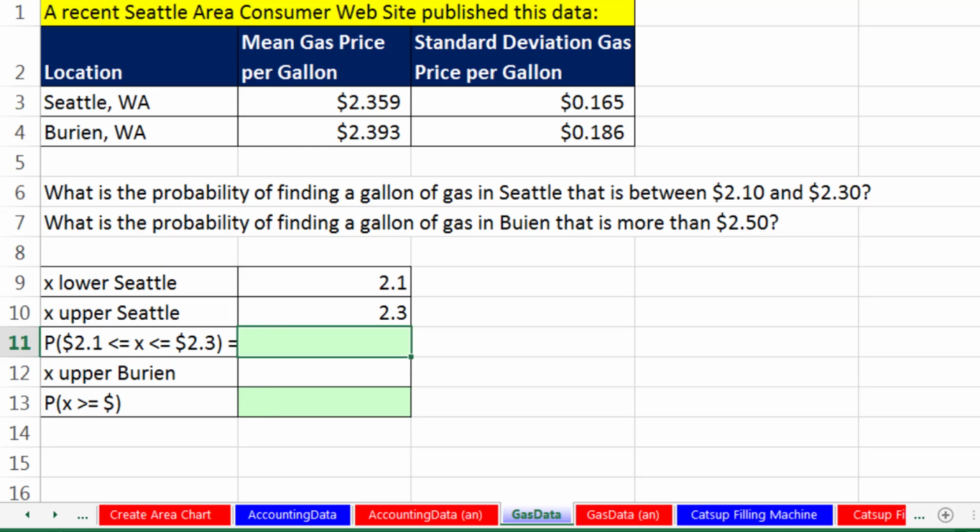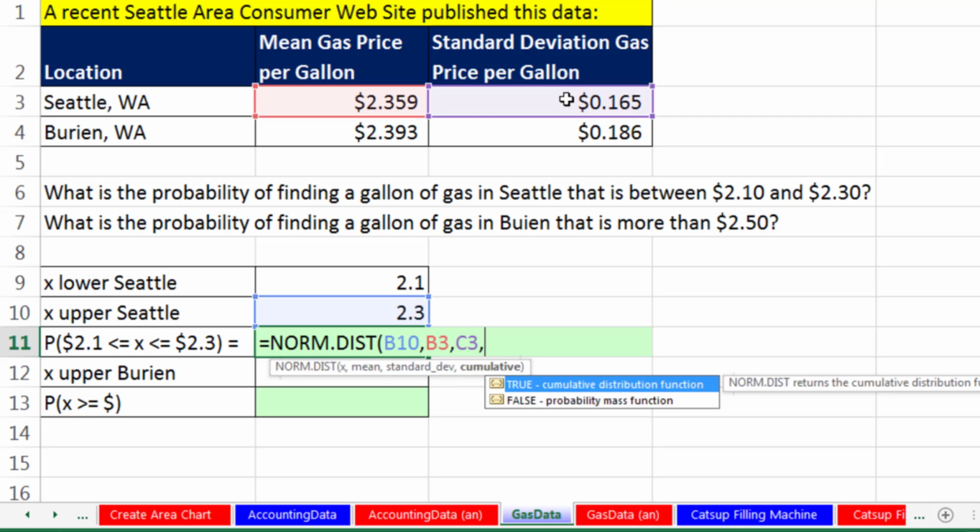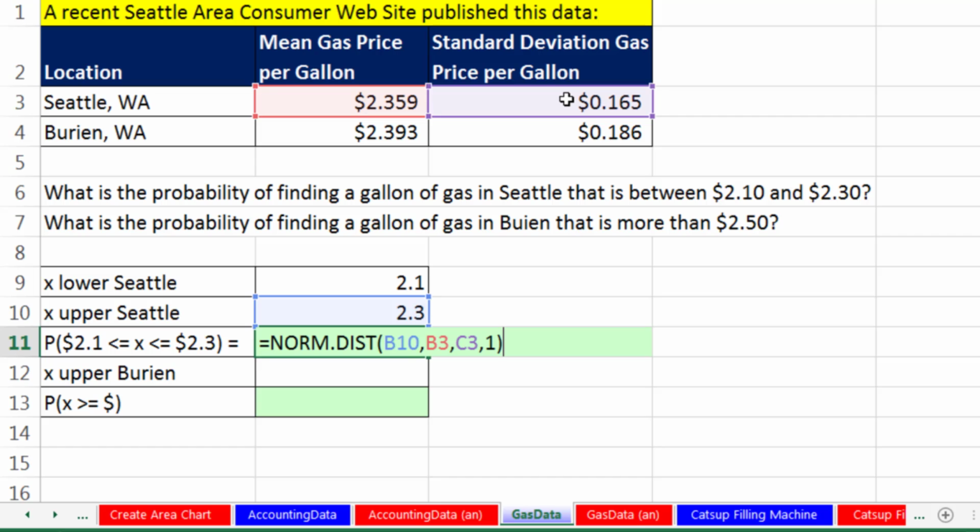Now, if we're going to use the NORM.DIST function and the normal probability distribution to solve this problem, we have to assume that gas prices are normally distributed, and in general, they are. So we're going to use that model. Equals NORM.DIST. Oh yeah, we just did this. We take the upper, comma, and the mean is our Seattle. Our standard deviation is for Seattle, comma, and cumulative. That gives me everything $2.30 or less. So there's a 36% chance that I would find something for $2.30 or less.